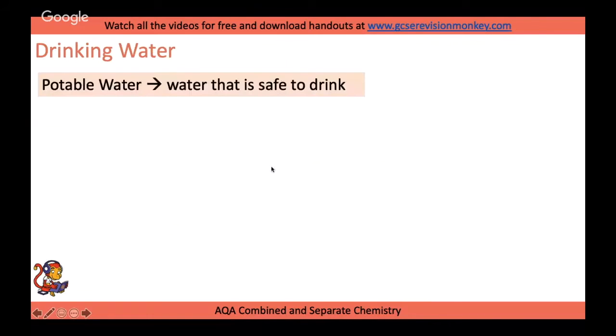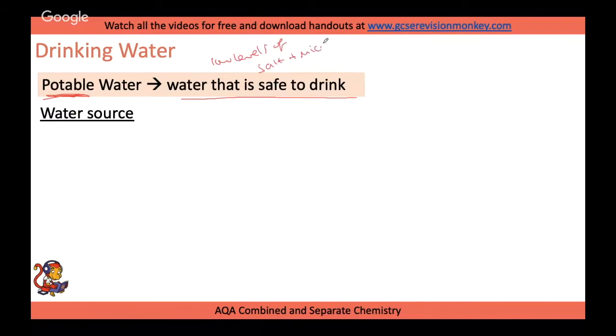Drinking water then, final couple of things in relation to water. Potable water is water that is safe to drink. Okay, so if you see the word potable, that means it's safe to drink. What that means is it has low levels of salt and microbes. So you might have a little bit of salt in there, a little bit of microbes or bacteria, but they are low enough levels that they are not going to cause any harm.